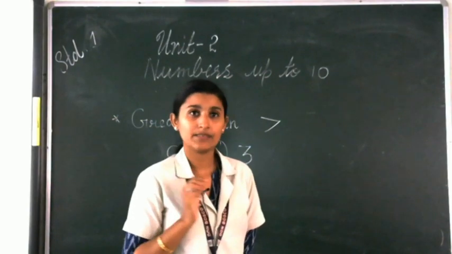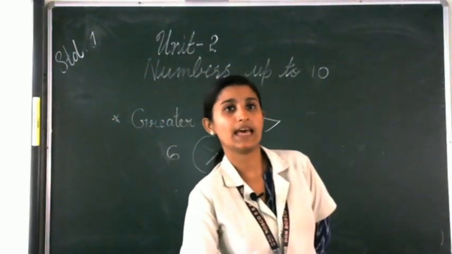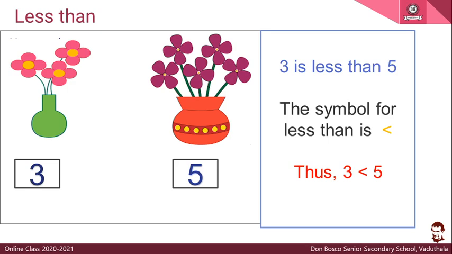Now we move on to the next concept. What is the next concept? The next concept is less than. So you can see some flowers in the flower vase, right? Can you count the number of flowers in the first one? Yes, that is 1, 2, 3. So you can see 3 flowers in the first one. And how many flowers in the second? Count yourself.